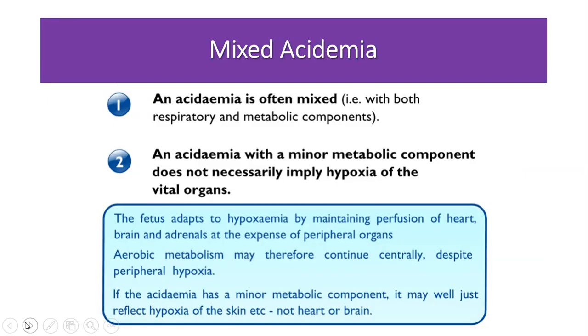Essentially, most babies will have mixed acidemia, both a respiratory component because it started as respiratory and moved to metabolic acidosis. However, if there's a minor metabolic component, most babies are fine, and the fetus will just adapt by redistribution of blood to the heart, brain, and adrenals. And so you can have aerobic respiration going on centrally whilst there's peripheral hypoxia, and the baby is fine. It's just adjusting to the system. So if the acidemia has a minor metabolic component, then the baby is normally fine. However, if the metabolic component increases, then you have an unwell baby.